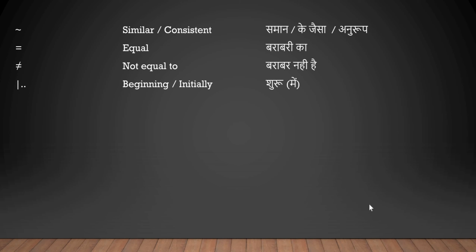This line and then 2 dots means beginning or initially. It means शुरू या शुरू में. And then 2 dots and a line means end. This means समाप्त या अंत.